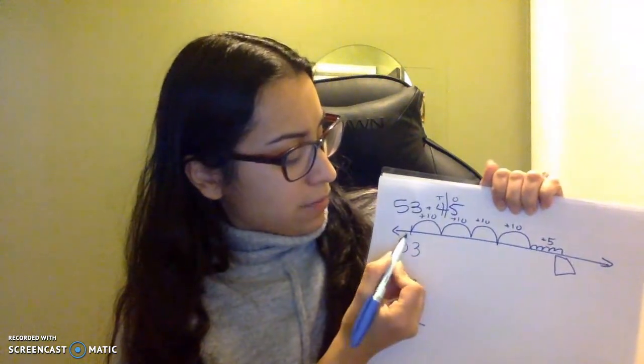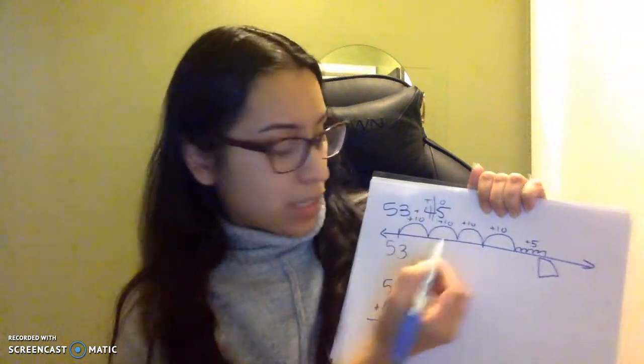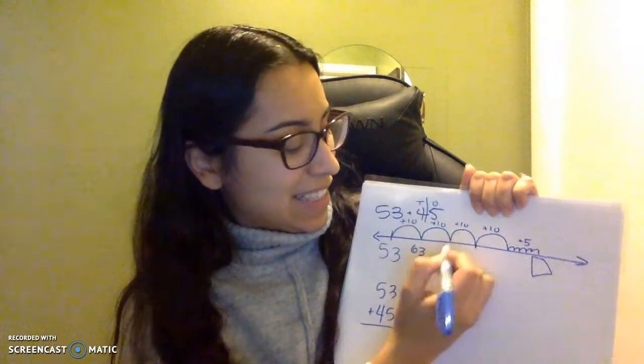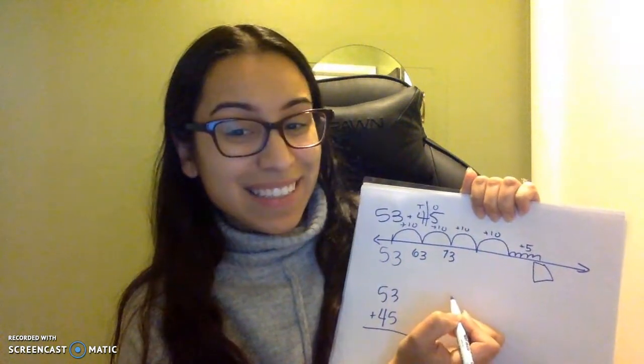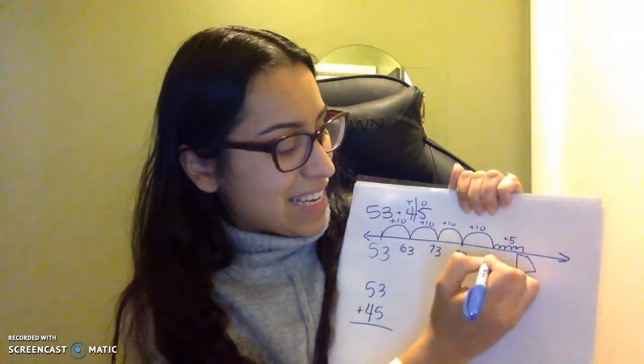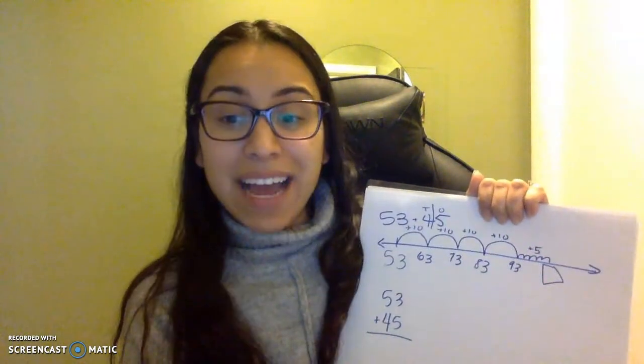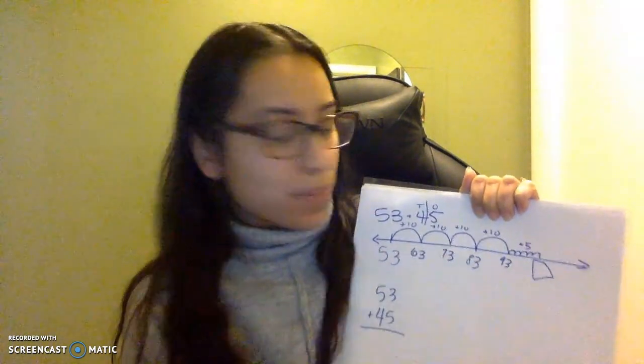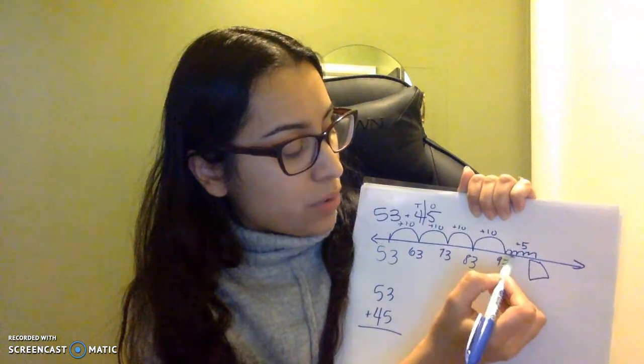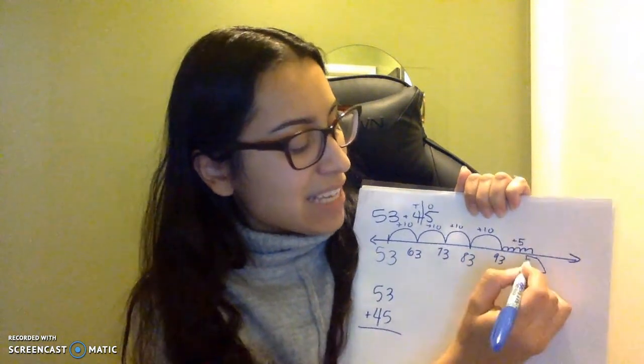So let's count. Let's count up by tens. 53, 63 comes next. 73, 83, 93. 93 plus little jumps, let's see, 93, 94, 95, 96, 97, 98. Woohoo! 98 is my answer.